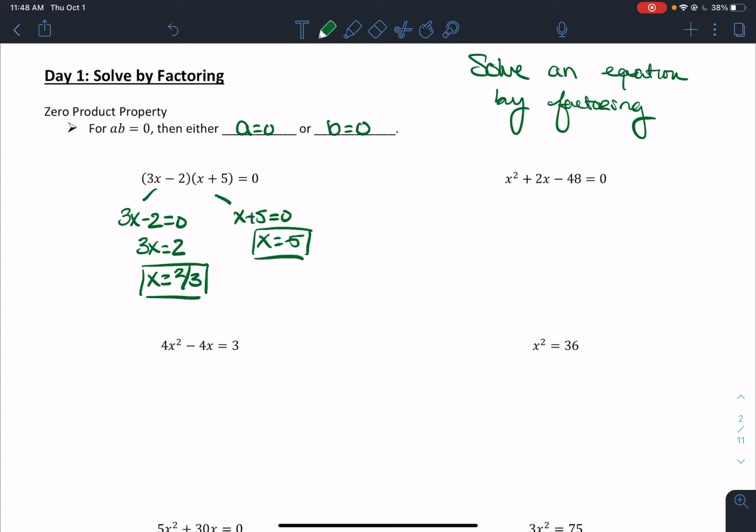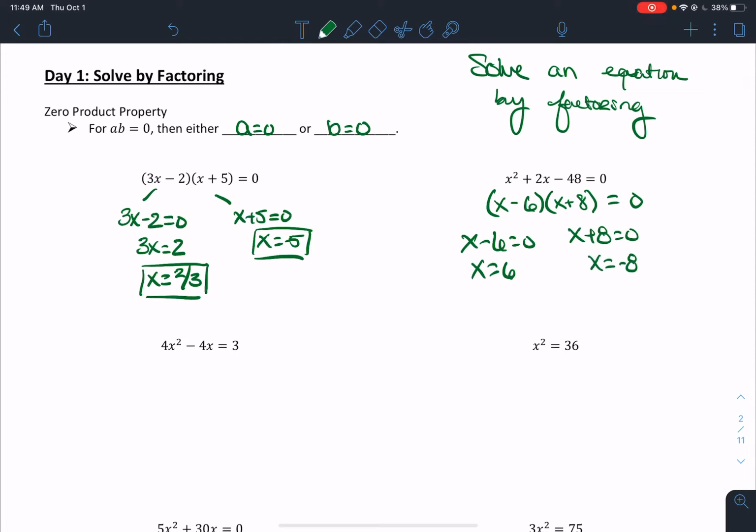All right, but it's not always already factored for us. Sometimes we have to factor it. So for example, here, I have x squared plus 2x minus 48. So I need to think of two things that multiply to negative 48 but add to 2. To me, 6 and 8 sounds right. Positive 8, negative 6. That'll add to positive 2. So now I have x minus 6 equals 0, so x equals 6, and x plus 8 equals 0, so x equals negative 8.